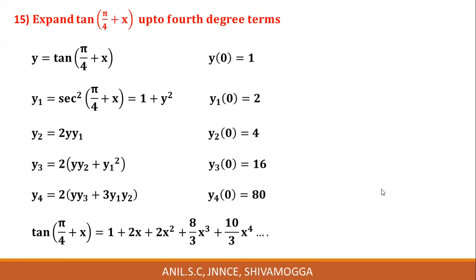Expand tan of pi by 4 plus x up to 4th degree terms. This is also a question paper problem. Expand tan of pi by 4 plus x up to 4th degree terms. Let y mean y of x. Let y of x is equal to tan of pi by 4 plus x. Put x is equal to 0. When x is equal to 0, this will be tan pi by 4, and we know that tan pi by 4 is equal to 1.